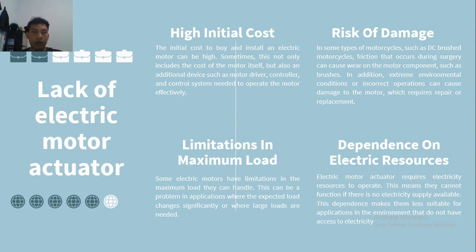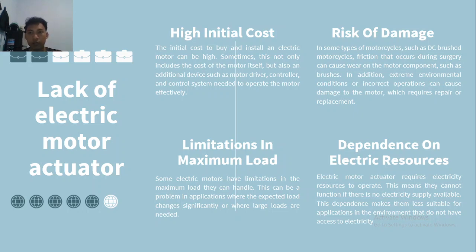Next, disadvantages of electric motor actuators. Number one, high initial cost. The initial cost to buy and install the electric motor can be high. Sometimes this includes not only the cost of the motor itself, but also additional devices such as motor driver, controller, and control system needed to operate the motor effectively.